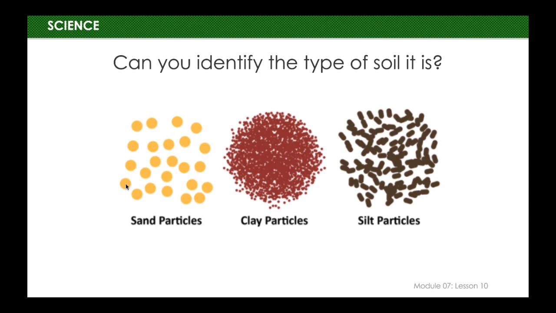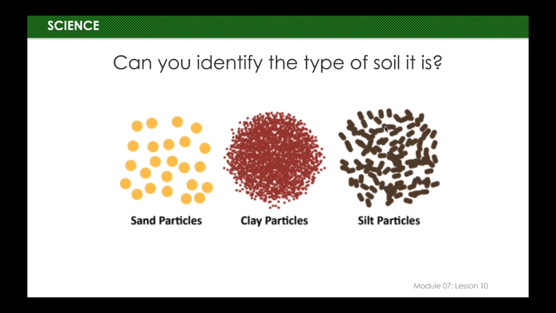Sand, for example, has the largest particles. That means each grain is bigger than the grains of clay or silt, which is why it feels gritty whenever you move it in your hands, because you're feeling all those individual particles when you rub it against your skin.